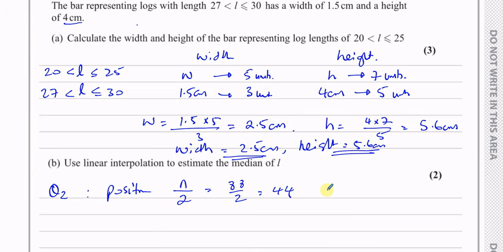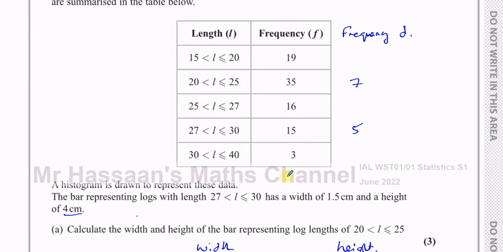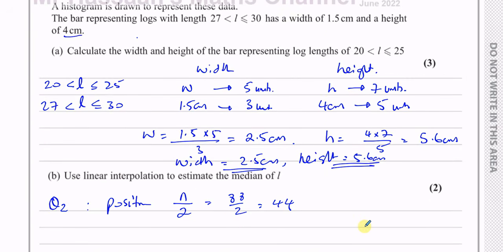But in this case, we have grouped data. We don't have any accuracy. We don't know the exact values of any of these entries. So all we do is we see we're looking for the 44th position, whatever that's going to be, and we have to use linear interpolation to find it.